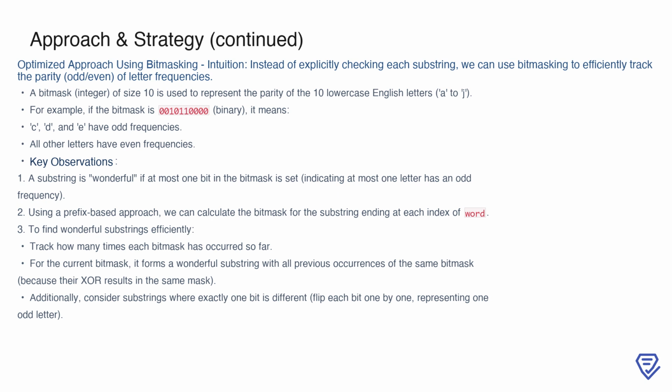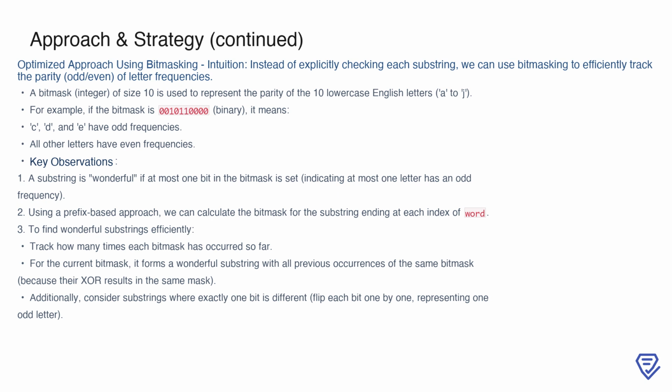For instance, a bit mask like 0001100 in binary indicates that the letters C, D, and E have odd frequencies, while the rest have even frequencies. The critical observation here is that a substring is considered wonderful if at most one bit in the bit mask is set, meaning at most one letter has an odd frequency.